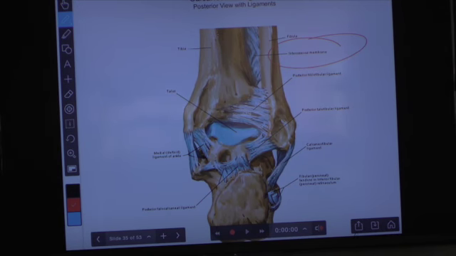Then you continue down, goes to the adductor canal, then comes to the adductor hiatus. When it comes this way, it turns and comes to the back. At the back, it divides into two arteries, which will be anterior tibial and posterior tibial.